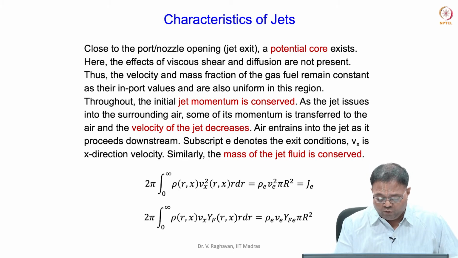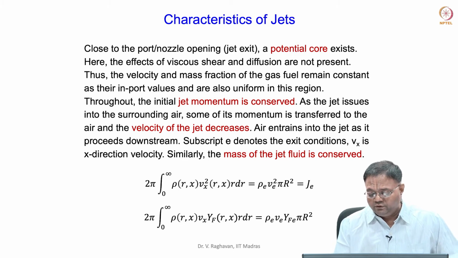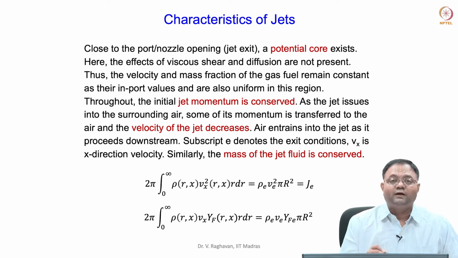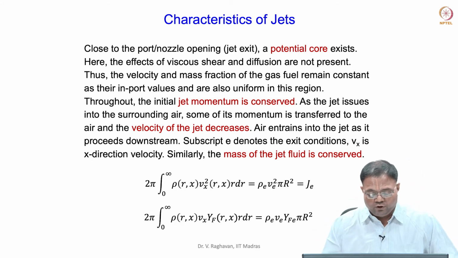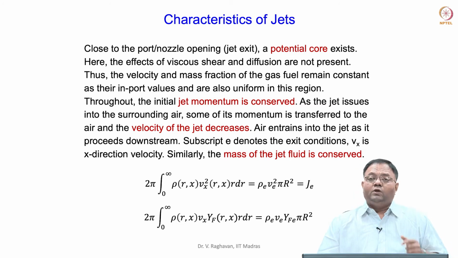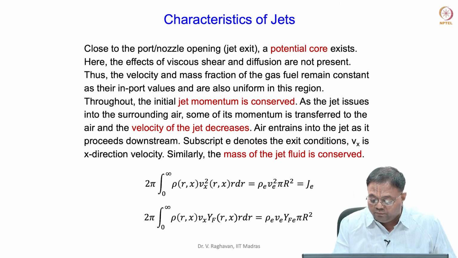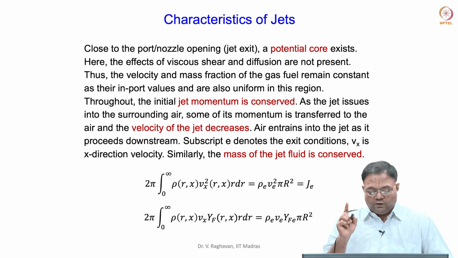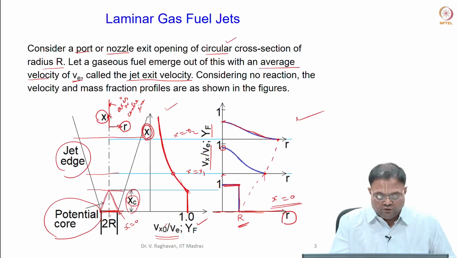Now, as I told you, the subscript E denotes the exit condition, and Vx is the axial component, the x direction axial velocity component. Now, the mass of the jet fluid is conserved. Please understand, the jet fluid is the fuel gas which is coming out. So that should be conserved. Another important point is this. So this mass has to come.